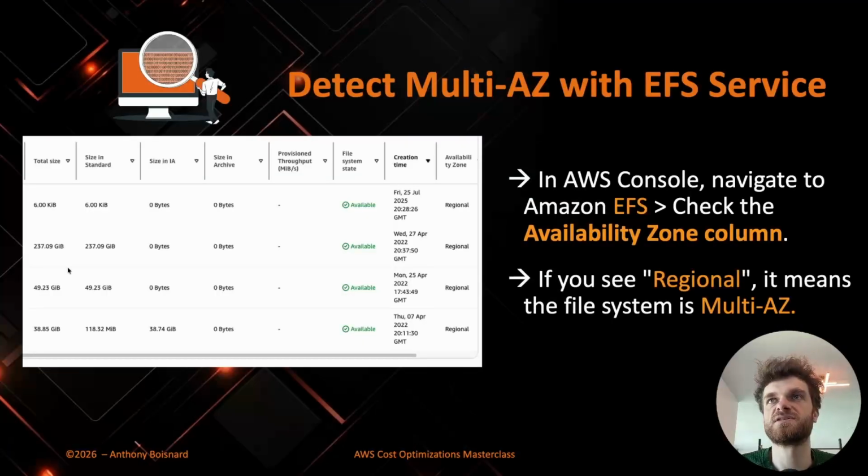So to detect multi-AZ with EFS service, just connect to the console, navigate to Amazon EFS service, and check the availability zone column here. And if you see a regional value, it means that the file system is using multi-AZ.